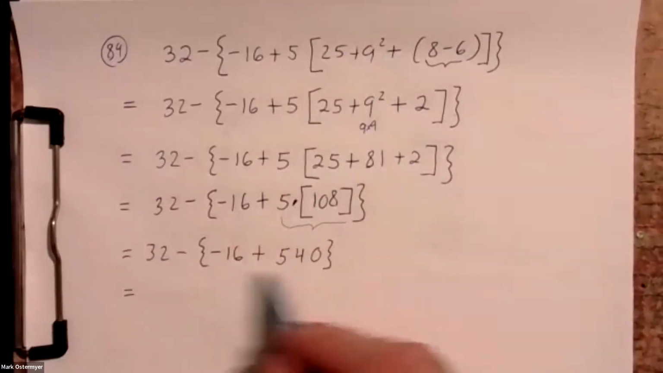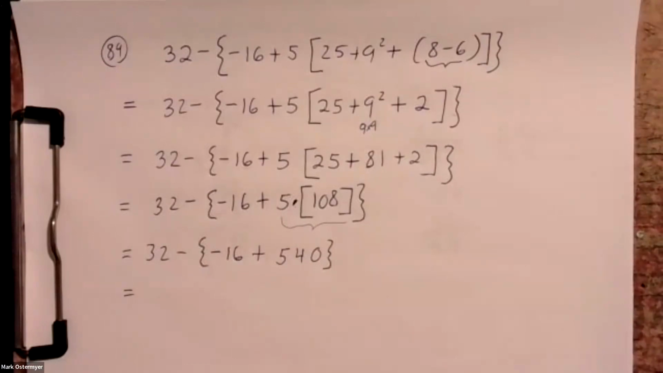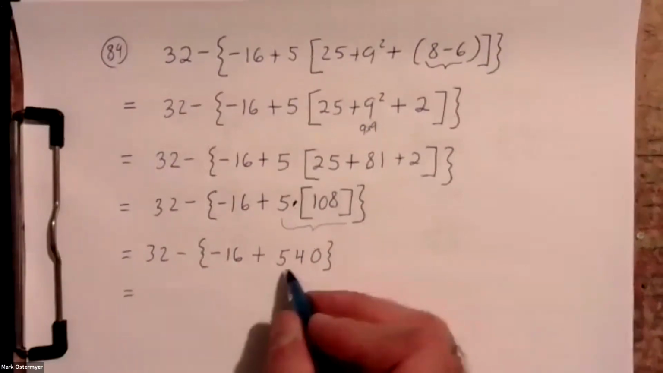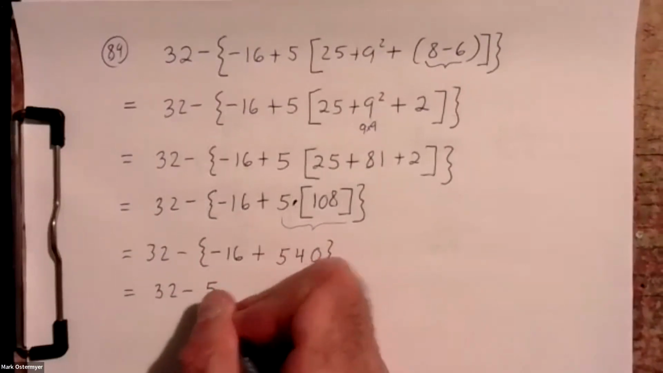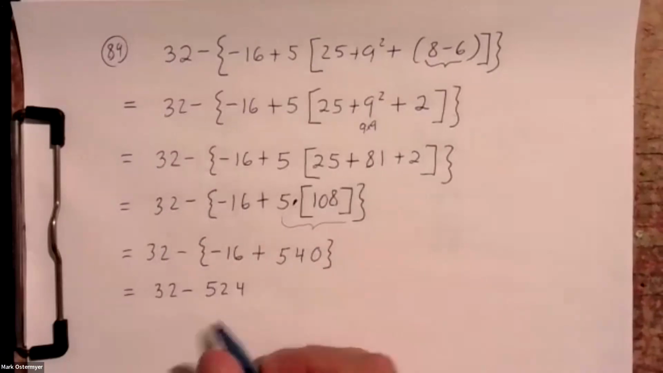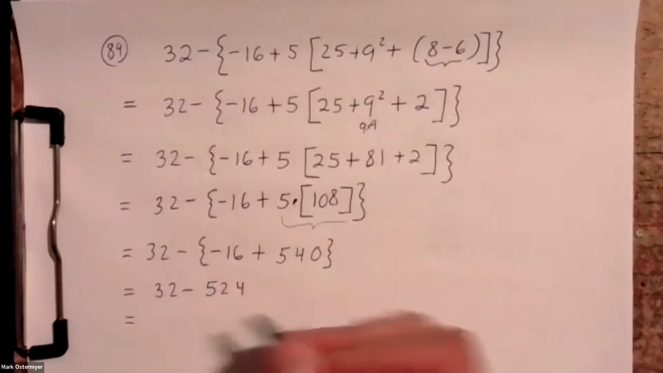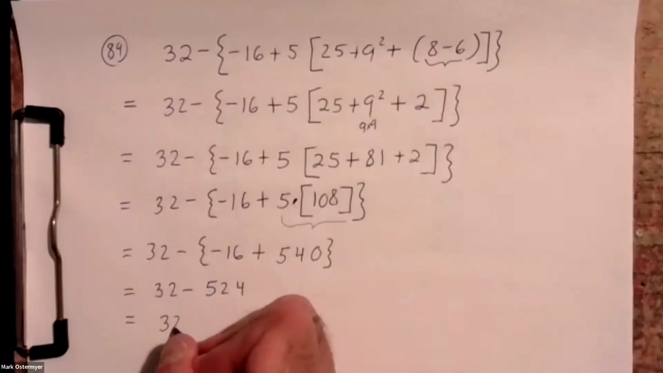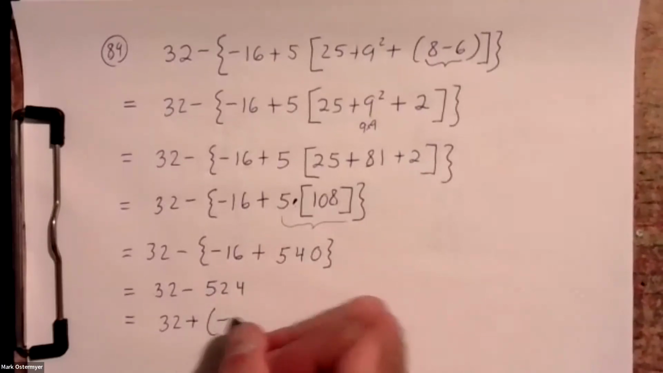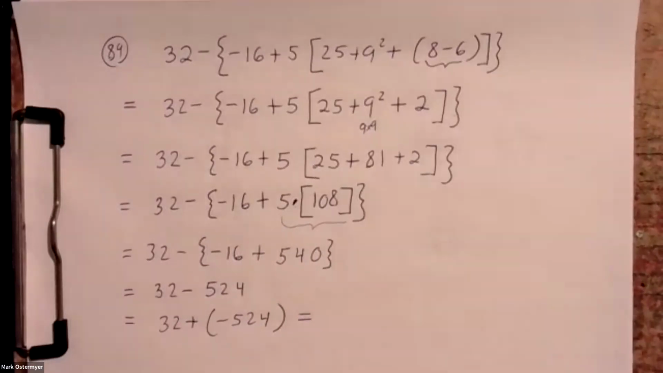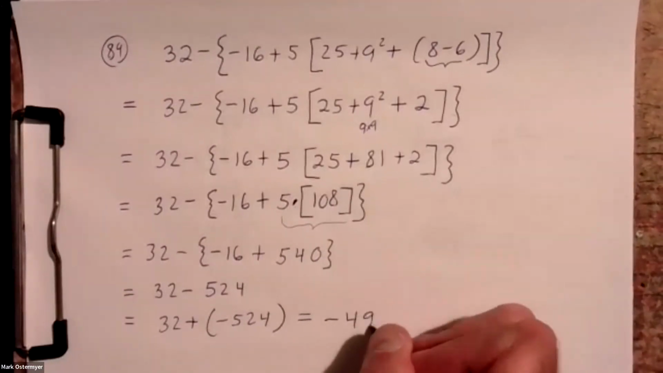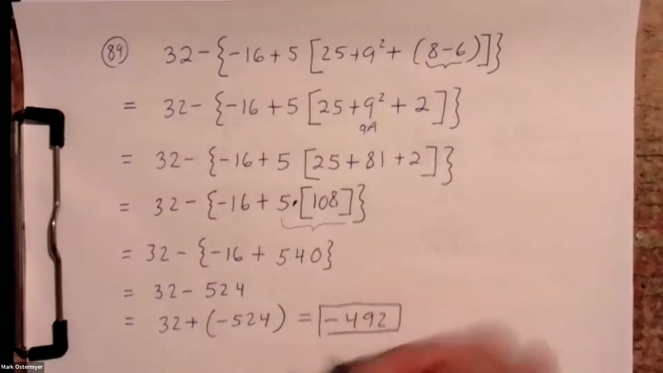Still inside the braces, a negative plus a positive, I take the difference. And the difference between 540 and 16 is gonna be 524, and it will be a positive. I'm gonna drop the braces around the 524 now, no longer needed. Finally, 32 minus 524 is the same thing as 32 plus a negative 524. Positive plus a negative, we take the difference and attach the larger sign. Negative 492 is your final tally on that problem, and we're done.